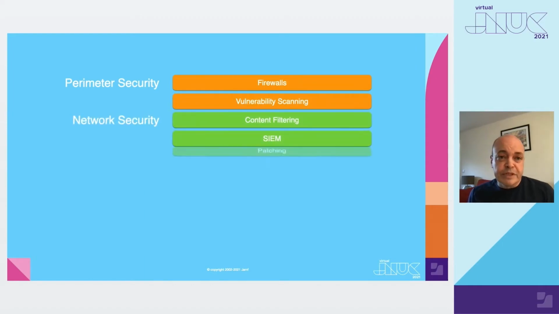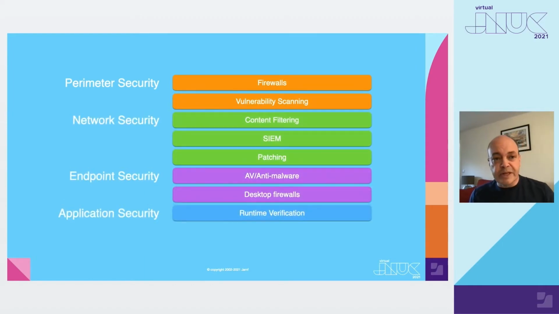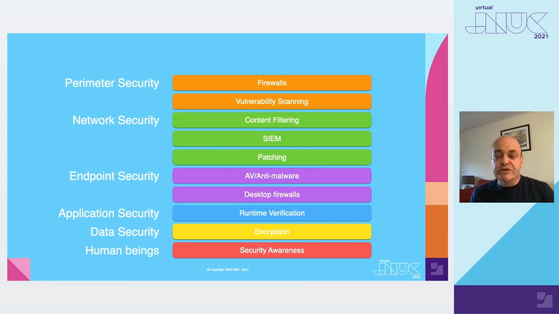So picture the scene. To many of you, this will be totally familiar. Within your organization, you've constructed a security maturity plan, and you've optimized your infrastructure protection in layers. From firewalls and vulnerability scanning on your perimeter, to content filtering, patching, and the use of SIEM solutions at a network level. Moving into malware detection and prevention on your endpoint devices, runtime verification to protect your apps, data loss prevention tools, and encryption to secure your data.